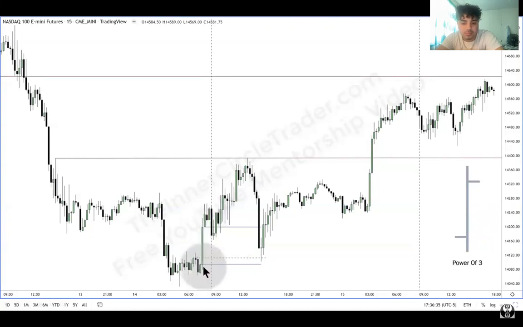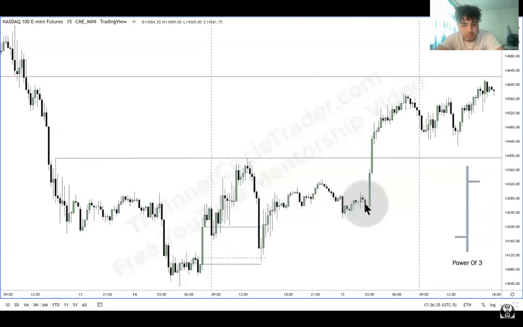Now, the imbalance in here, if you go to the left of it, you can see the down close candles. That's your bullish order block. The market trades down, hits the order block, and it's an afternoon trade. So it starts to rally and then consolidates into the close.